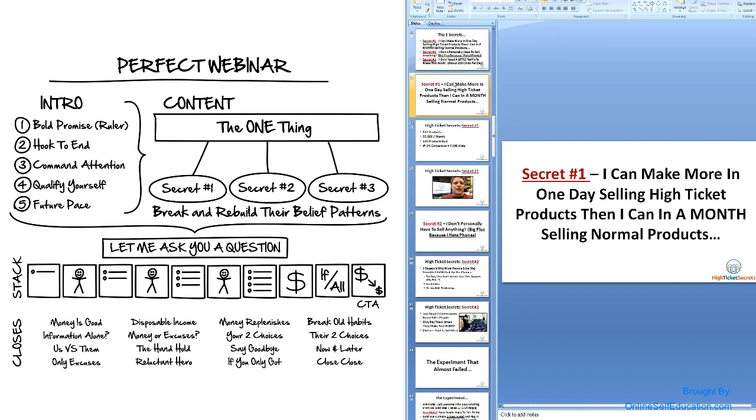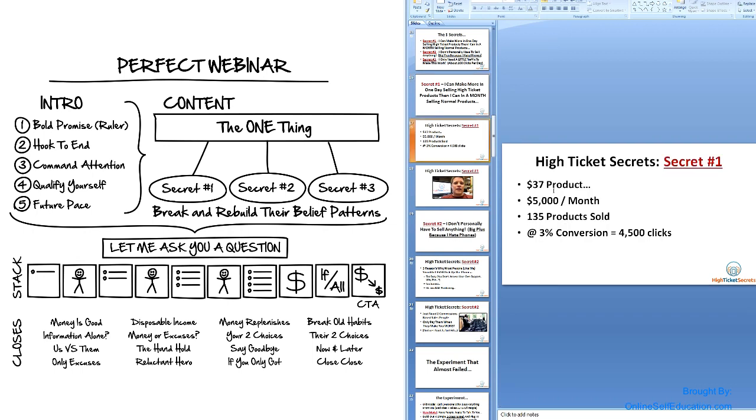Most of the people I'm talking to are selling ebooks, network marketing opportunities, low ticket stuff. So I've got to break that first paradigm, that first belief pattern. I say, look, if you're selling a $37 product and you want to make $5,000 a month, you've got to sell 135 products. At a 3% conversion rate, that's 4,500 clicks. That's really, really hard.